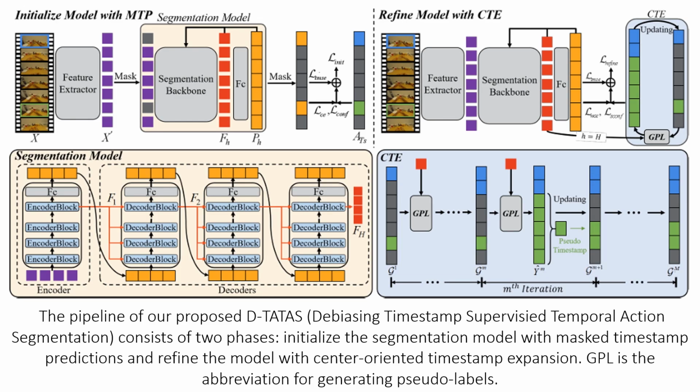Now I'm going to talk about our paper. In this paper, we propose a two-phase framework to reduce neighbor bias, which consists of two phases, initialization and refinement.